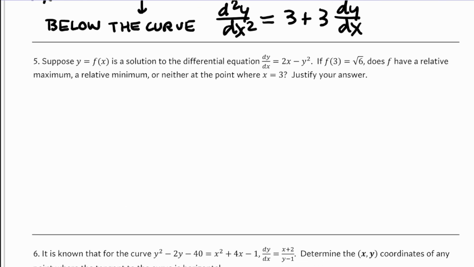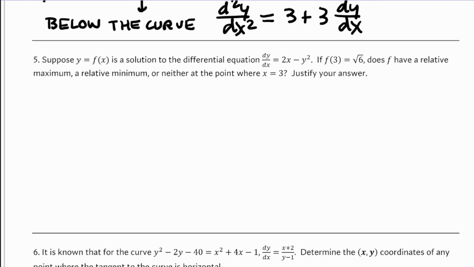Okay, suppose y equals f of x is a solution to this differential equation. Okay, and they're going to ask if it's a relative maximum, relative minimum, or neither at a point where x equals 3. Okay, this one we have to use the second derivative test. We don't have enough information about f of x to use the first derivative test to say, before and after x equals 3, is the sign of dy dx changing. We don't know what the y coordinate is.